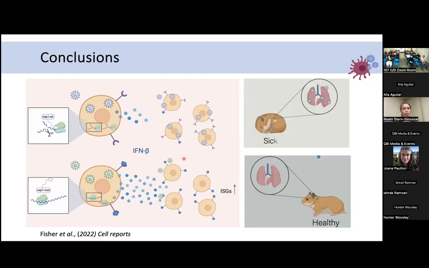And I didn't have time to show it, but we also use these in collaboration. We use these viruses in a hamster model, and we could show, like other people, that if you use a wild type virus, you get sick hamsters. But if you use the mutant virus, the hamsters are actually completely healthy, and there is a major reduction of interferon-stimulated genes very early on in infection. It's really also important for SARS-CoV-2 pathogenesis.